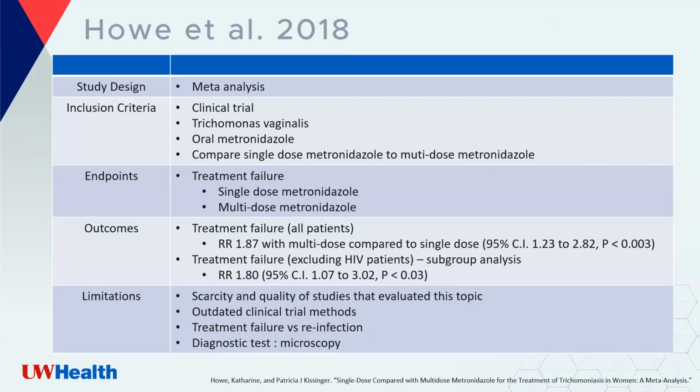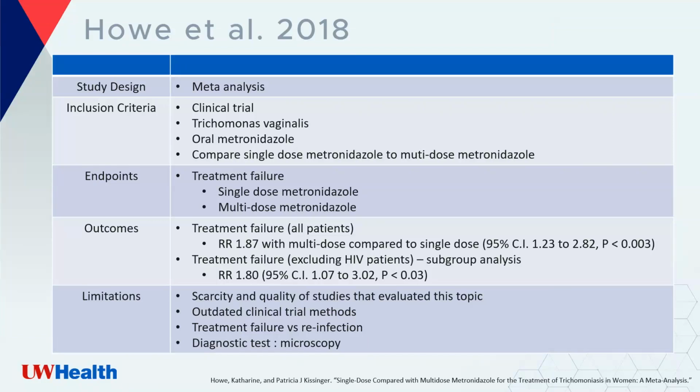Of the 6 studies, one of the studies did have a comparison with HIV patients included in the trial. So they did have a sub-analysis group that excluded that HIV patient population, and it did find a similar relative risk of 1.8. However, this study did have several limitations.